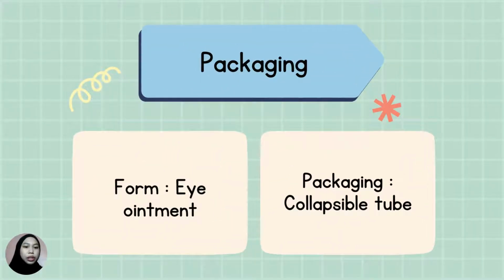So for the packaging, the form is eye ointment. The packaging is a collapsible tube.